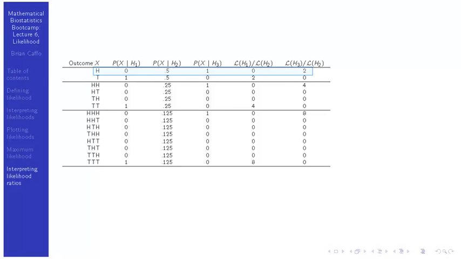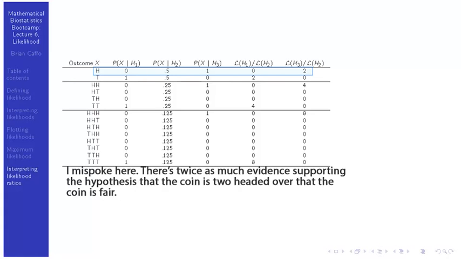If the coin is two-tailed, it can't produce a head, so if we get one head, it should have a likelihood ratio of 0 for supporting the two-tailed hypothesis. Okay, so 2: there's twice as much evidence supporting the hypothesis that the coin is two-headed than the hypothesis that the coin is fair, given a single coin flip that's a head. So it's clear that 2 is not terribly strong evidence, especially given that if you flip the coin once, something's got to happen. So the 50% probability of getting a head is not that compelling.